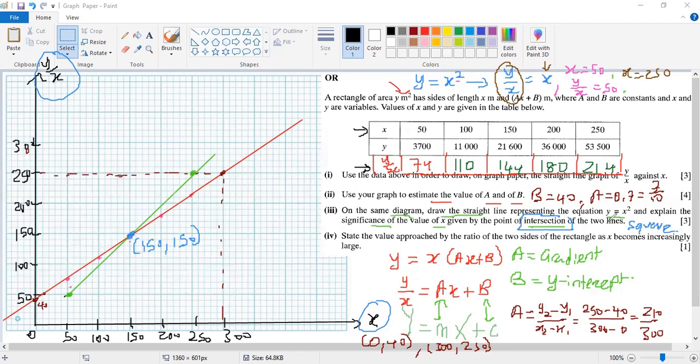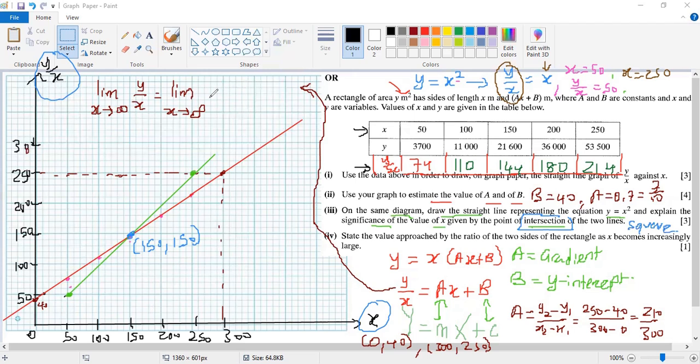So now state the value approached by the ratio of the two sides of the rectangle as x becomes increasingly large. This is just a limit question. Maybe I'll do it up here due to insufficient space. Let's pull this equation up. Basically, they're asking the limit as x tends to infinity of y over x. So the same as evaluating as x becomes increasingly large. Okay, x tends to infinity.